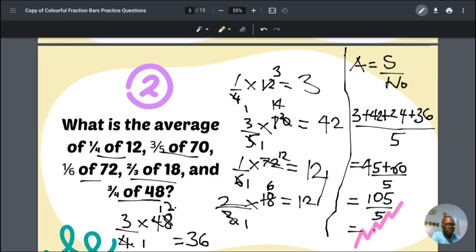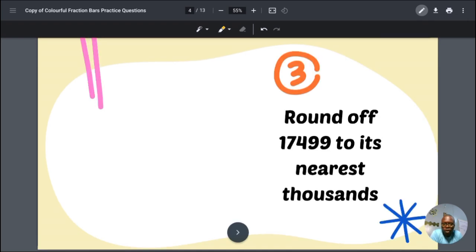So 105 divided by 5 is 21. So our average here is 21. That's our final answer. Over to question 3.